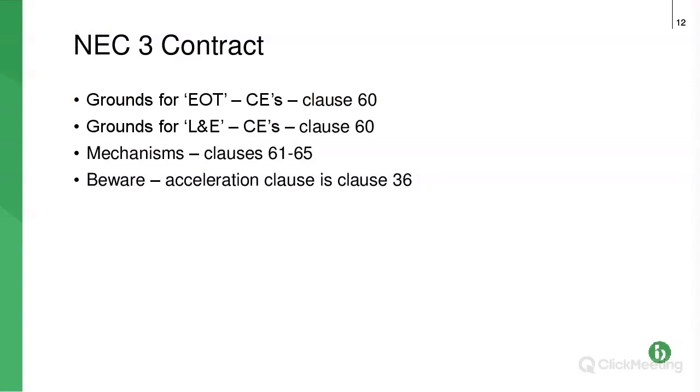In NEC 3, the grounds for the extension of time and for the money are all dealt with in compensation events. So it sort of makes it easy, providing, as I said earlier, you remember to claim when you make a quote not only the money but also the time. And the mechanisms are of course clauses 61 to 65.